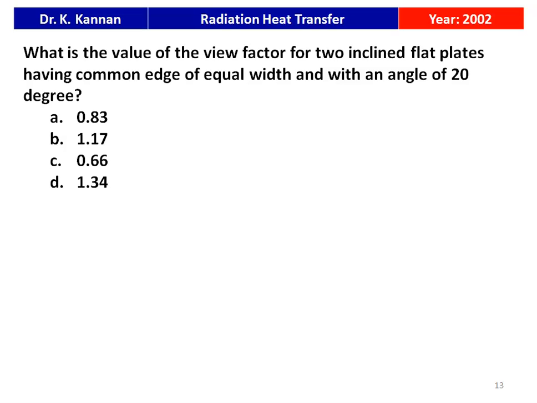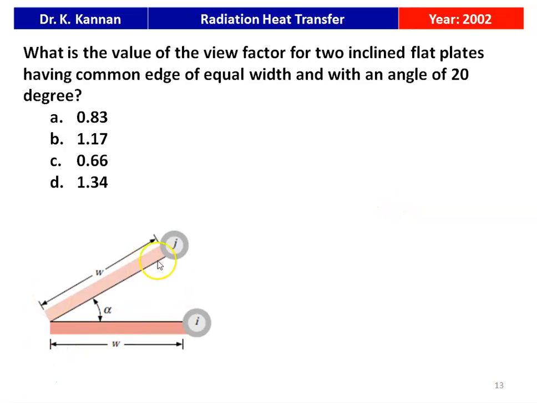The next question from 2002 question paper: what is the value of view factor for two inclined flat plates having a common edge, of equal width, with an angle of 20 degrees? The options are 0.83, 1.17, 0.66, 1.34. So look at the geometry, two inclined flat plates having a common edge with angle 20 degrees. So this is the geometry.